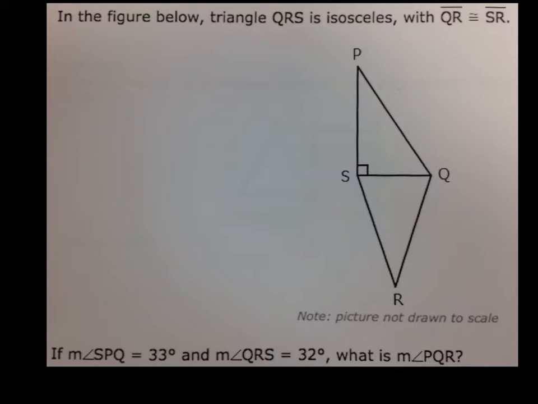Okay, in this problem, it says, this looks like a lot of fun by the way, triangle QRS, so that would be this one, is isosceles with QR congruent to SR. By the way, that's how we say that two lines are congruent. We just put a little dash in them so that we know that they are the same. The measure of angle SPQ, so that's up here, is 33 degrees, and the measure of angle QRS, so that's down at the bottom, is 32 degrees. Our goal is to find the measure of angle PQR.